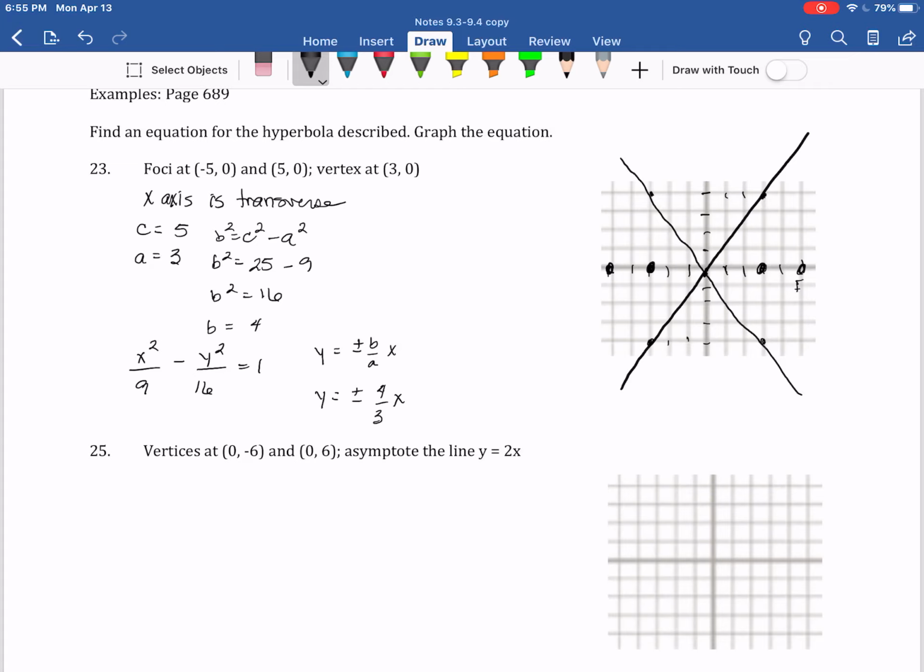Don't go through the focus points. Those are focus points. We don't want to hit those. We want to hit our vertices. There's one branch of my hyperbola. Here's the other branch. And you want to just sort of follow out those asymptotes that you've sketched in to make that x.